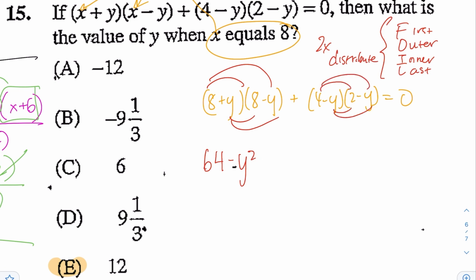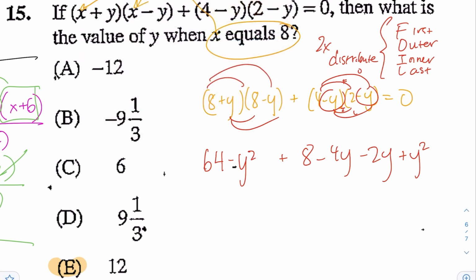And here you have to include the signs. You got 4 times 2, which is 8. And then 4 times negative y, which is negative 4y. It's the first and the outer. The inner is negative y times 2, which is negative 2y. And the last is negative y times negative y, which is plus y squared.